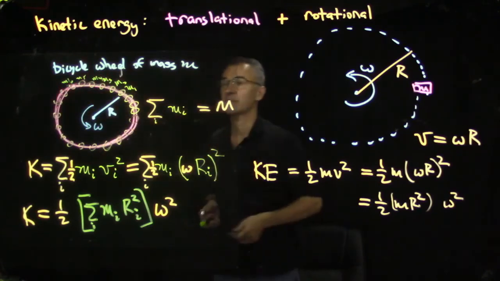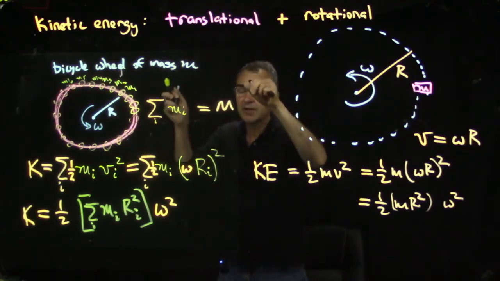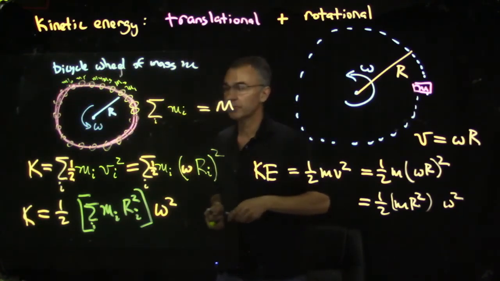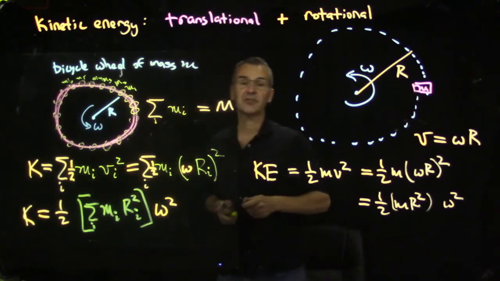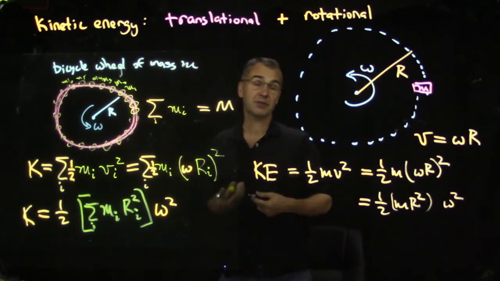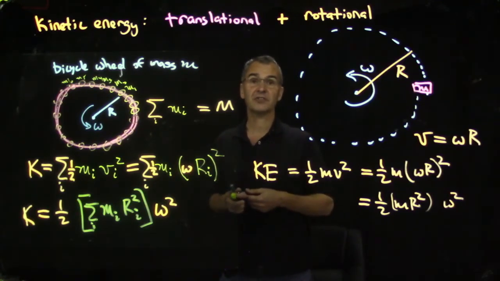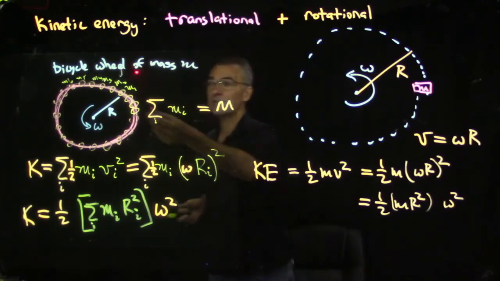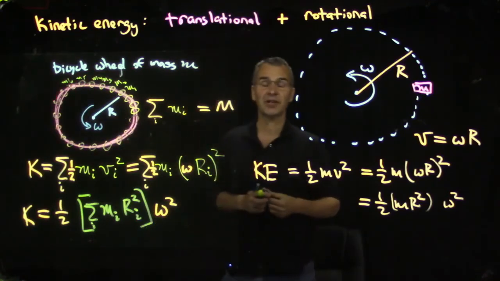So it's as if I built up the bicycle wheel out of a whole bunch of little chunks of bicycle wheel. And I want to work out the kinetic energy of this whole thing. Well, we know energy, and in particular kinetic energy is an extensive quantity. That means if you want the kinetic energy of a system of objects, it just equals the sum of the kinetic energies of the individual objects.